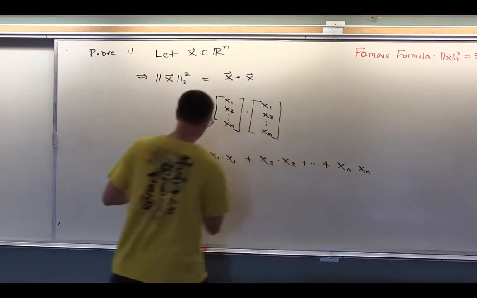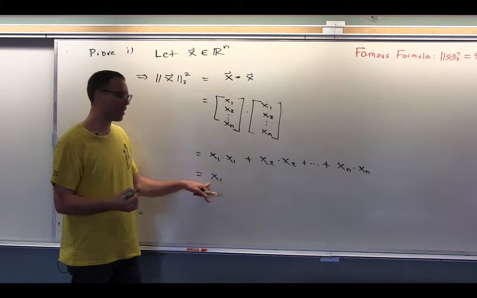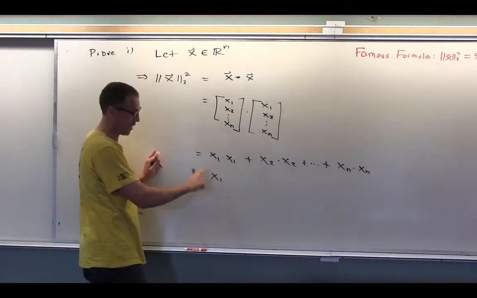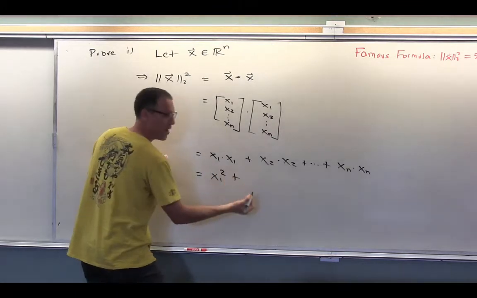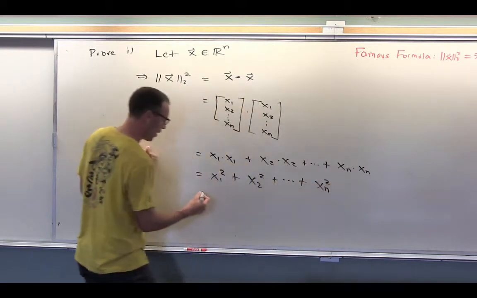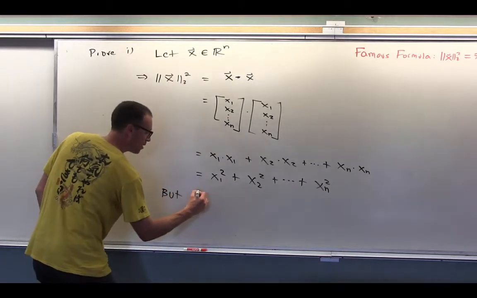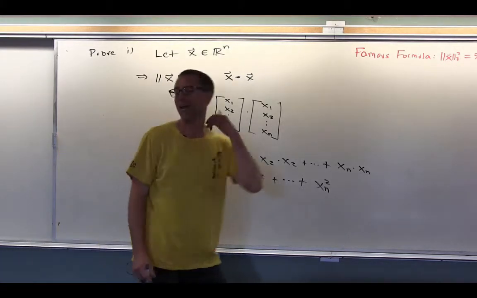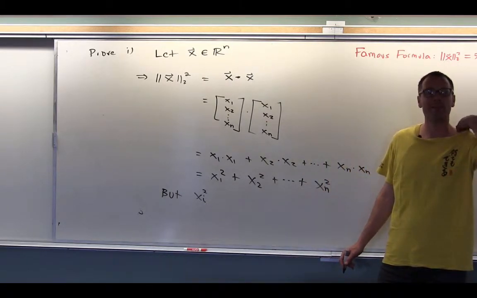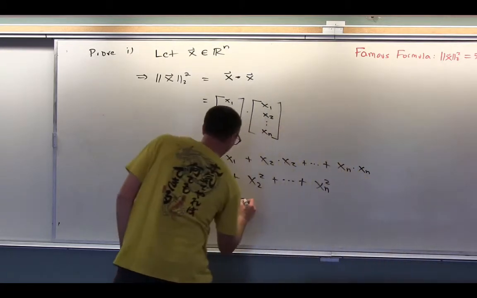All right, so now what does this look like here? If I say x1 times x1, what's this one? x1 squared. And then the next one, all the way down to xn squared. What do you know about x sub i squared if x sub i is a scalar? What's the smallest the square will ever be? 0. So you know that this thing is greater than or equal to 0, which implies what?